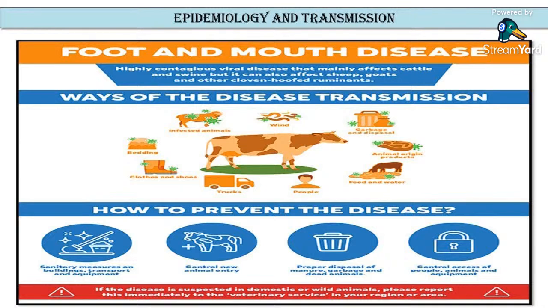Next is the vehicles, the trucks which we use in the farms. On the tires of the vehicles, the garbage and disposal items get attached and they get transported from the infected to the uninfected animals. And likewise the clothing and the shoes of the people also transmit the disease. And the bedding of the animals which we use inside the farms also gets contaminated and hence affects the healthy animals. And last is from the infected animals to the non-infected animals. These are the ways through which the FMD disease gets transmitted.